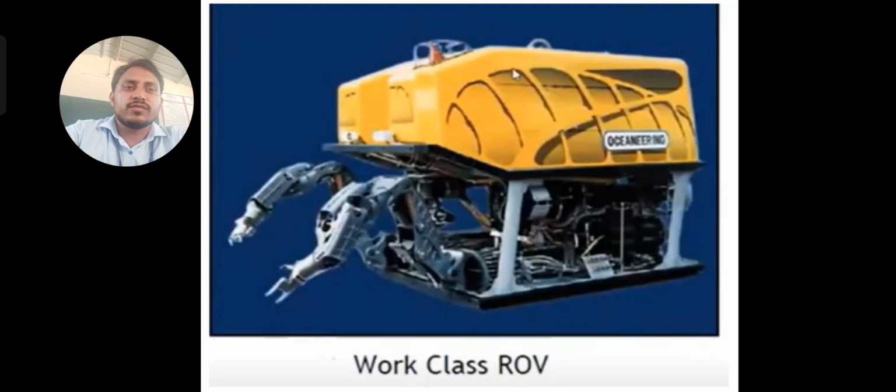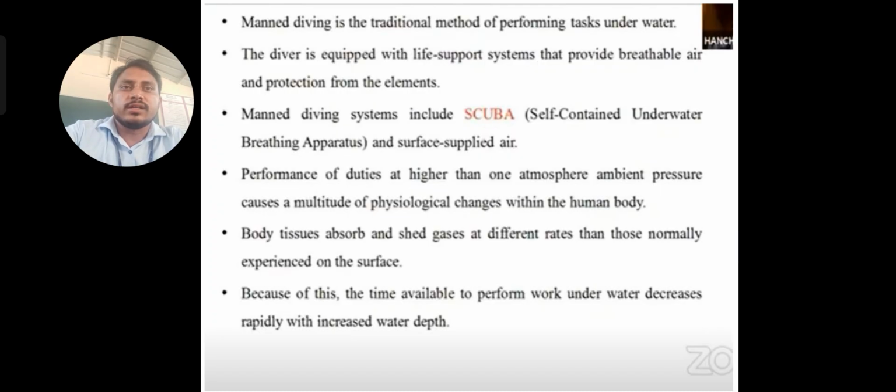This is the diagram of a work class remotely operated vehicle. Manned diving is the traditional method of performing tasks underwater, where the diver is equipped with a life support system that provides breathable air and protection from the elements. In manned diving systems, scuba is one of the famous ones, for example in the Andaman Nicobar islands, where the scuba technique is used.